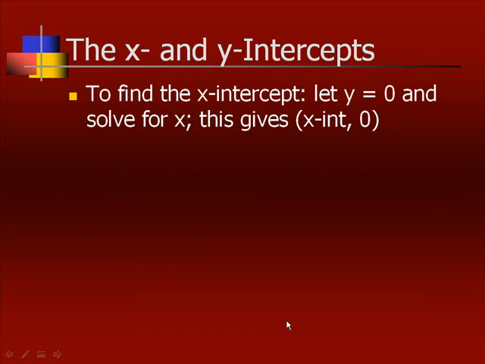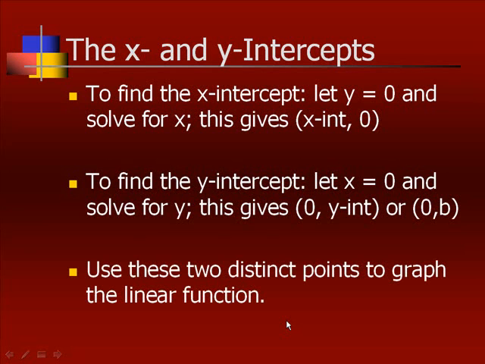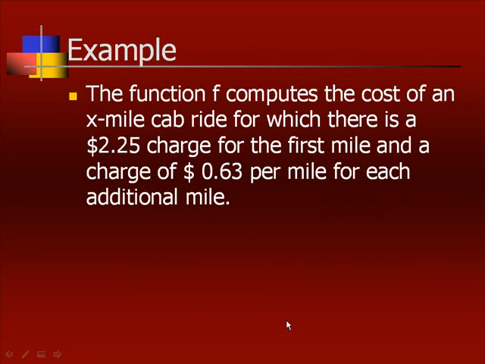Okay, so how do we do this? Well, to find the x-intercept, we are going to let the y value equal 0 and solve for x. This will give us an ordered pair of the form the x-intercept, 0. To find the y-intercept, we are going to let the x value be equal to 0 and solve for y. This would give us an ordered pair of the form 0, the y-intercept. And if you'll remember, another name for the y-intercept is b. So once we find these 2 points, then we can graph the linear function.